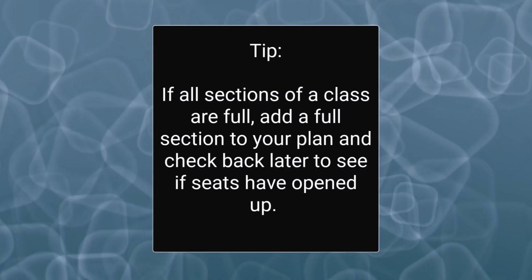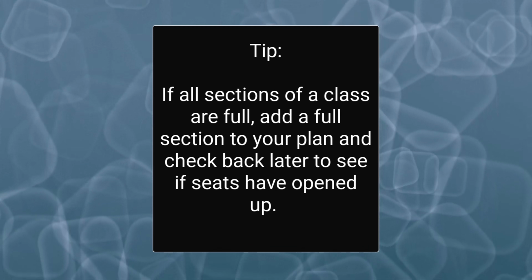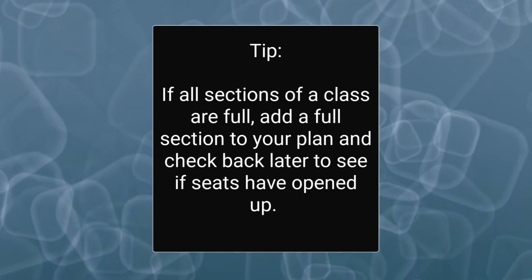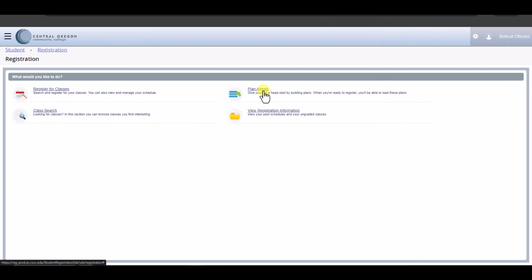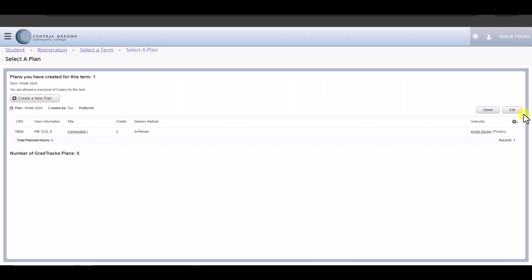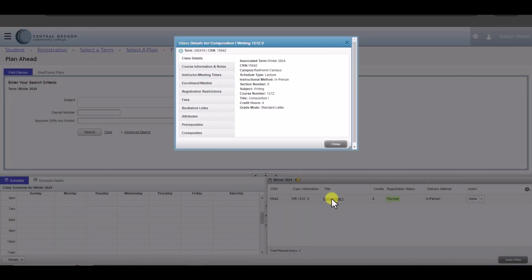A few thoughts on seat availability. If all the sections of a class are full and you need to take that course, add one of the full sections to your plan and check back closer to your registration date and time to see if any seats opened. To see if seats are still available, go back to your plan by entering the Plan Ahead tool and selecting the term. Click the Edit button on the right side of the screen, then click on a course name in the calendar area. In the info box that pops up, click on Enrollment/Waitlist to check on enrollment and waitlist numbers. Use the steps we previously covered to make changes to your plan.